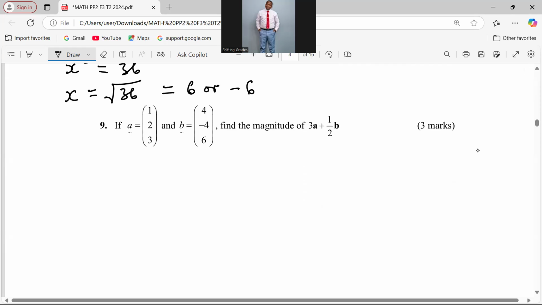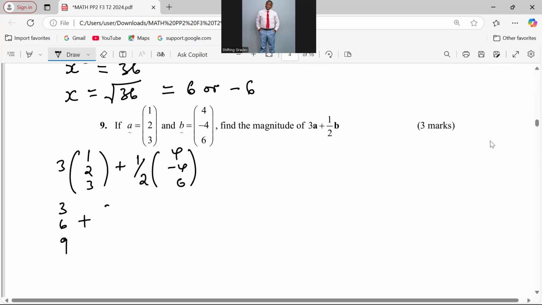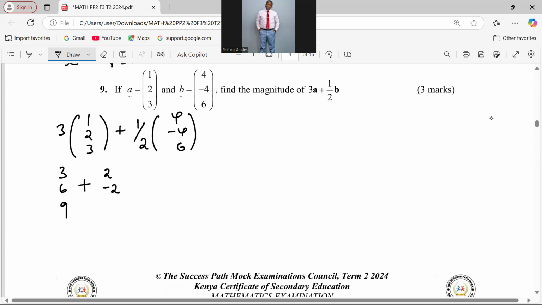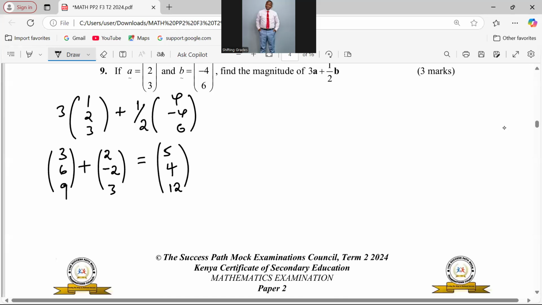If the vector A, which is 1, 2, 3, and vector B, which is 4, -4, 6, find the magnitude of 3A plus half B. 3A plus half B. So this becomes 3, 6, 9 plus 2, -2, 3. So this becomes 5, 4, 12.